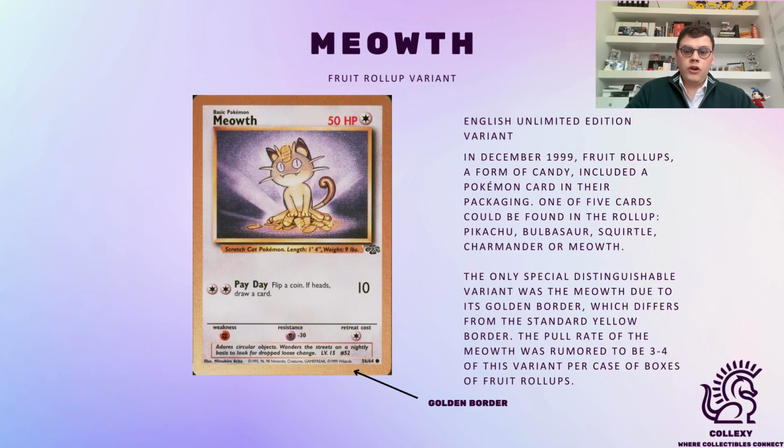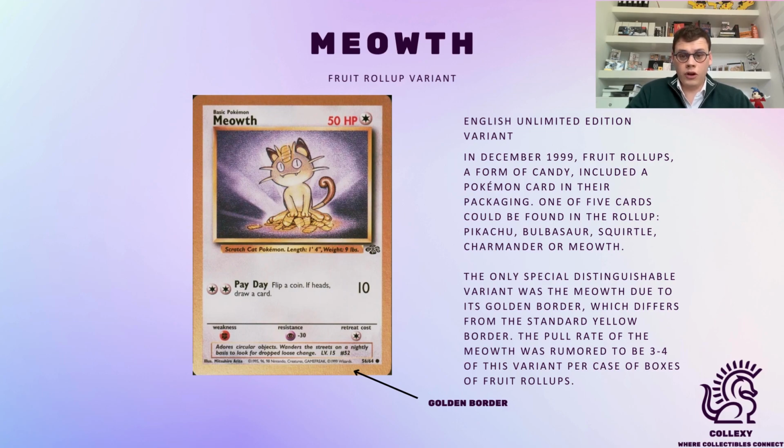So the next variant we will discuss is a variant of Meowth. We call this the fruit roll-up variant, and it's basically another variant of the English Unlimited Edition. In December 1999, fruit roll-ups, a form of candy, included a Pokemon card in their packaging. When you opened the package, there would be one of five cards: Pikachu, Bulbasaur, Squirtle, Charmander, or Meowth. The first four did not have specific variants, and these could not be distinguished from the other jungle variants. However, Meowth did, as it has a golden border, which clearly differs from the standard yellow border.